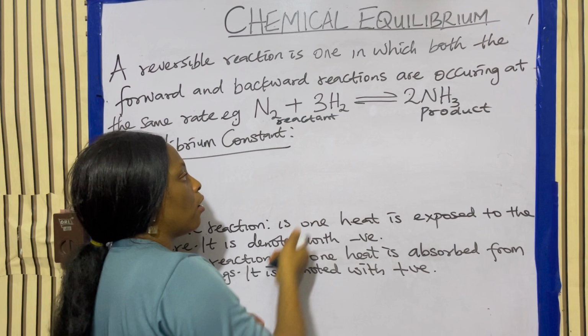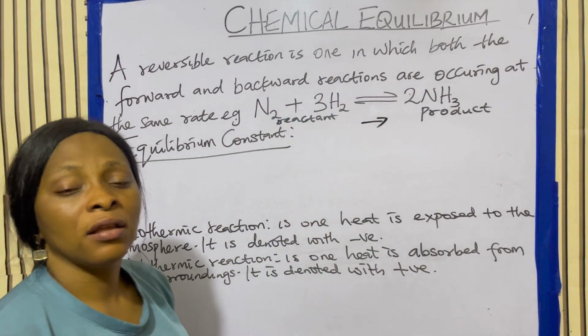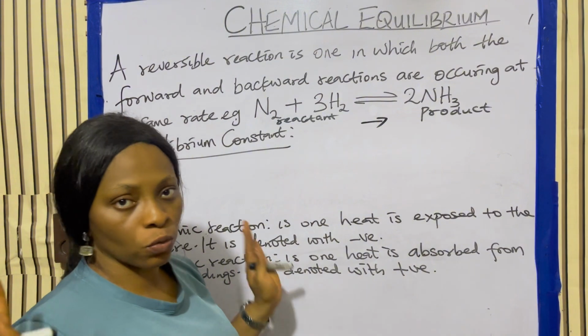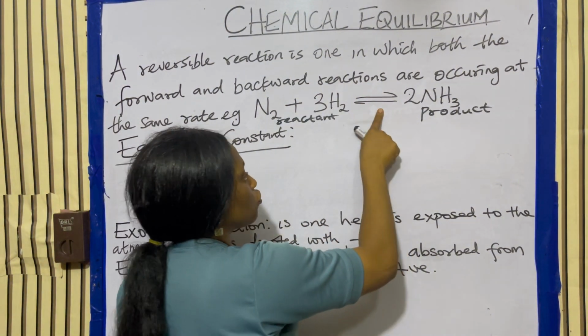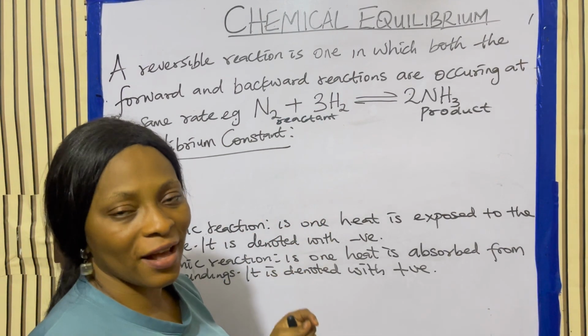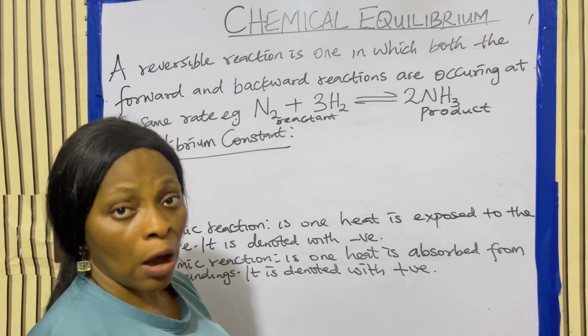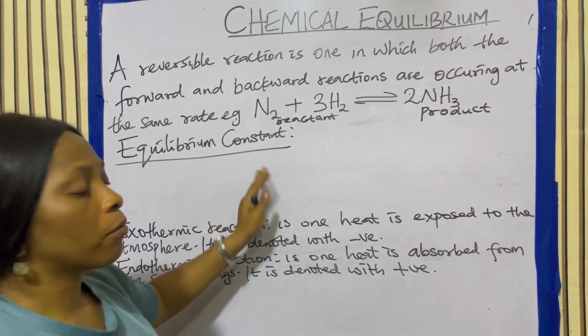So this sign means that this reaction is what? A reversible reaction. But if you have an arrow just like this, it shows that the reaction is forward reaction only. But when you have a double arrow like this, it shows that the reaction is what? Forward and backward. Therefore, it is a reversible reaction. Are we together? Okay, so now let's look at equilibrium constants.